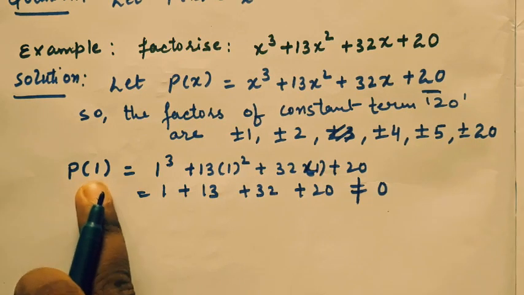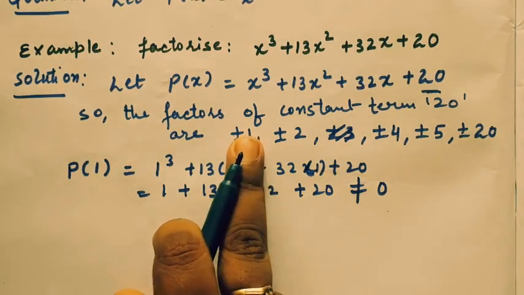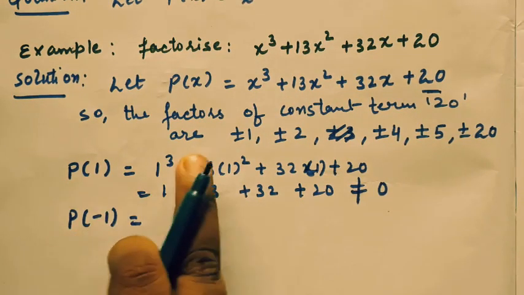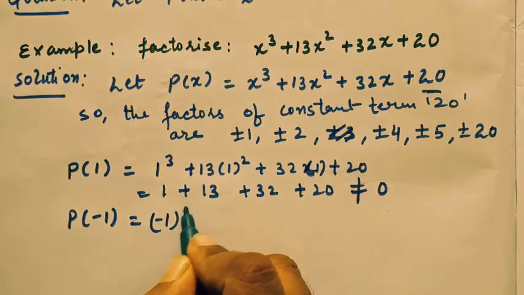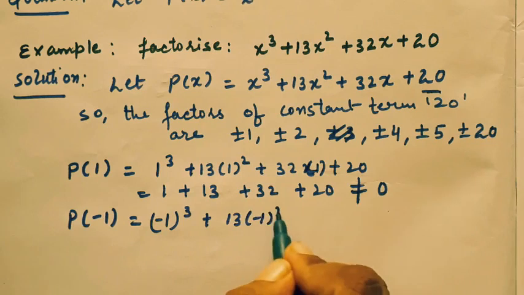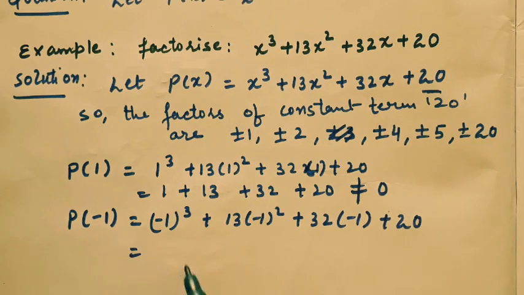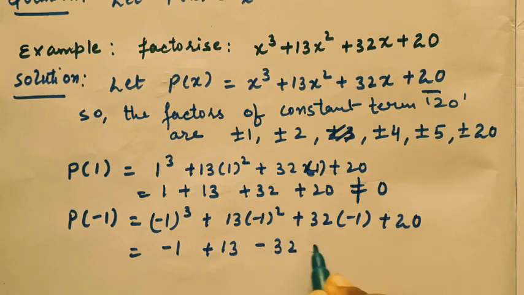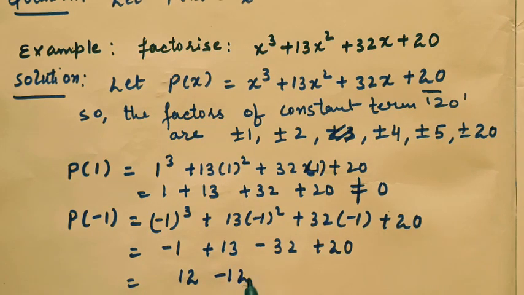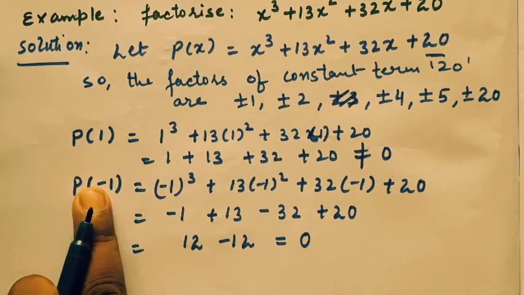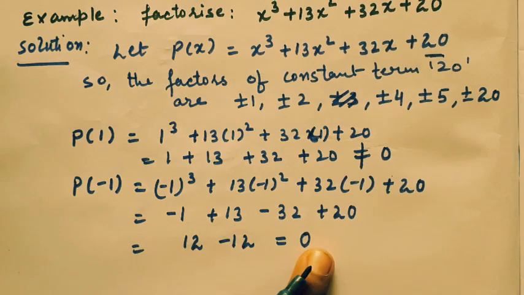So for this I could not get 0, so I'll proceed to minus 1. When I substitute minus 1 in place of x, I get minus 1 cube plus 13 into minus 1 square plus 32 into minus 1 plus 20. By solving this, I get minus 1 plus 13 minus 32 plus 20. Here I get 12 minus 12, which is equal to 0. So by substituting the value of minus 1 in the polynomial, I get 0.